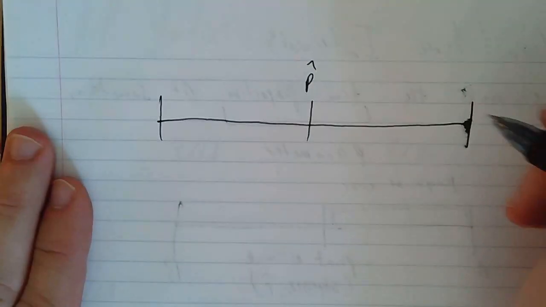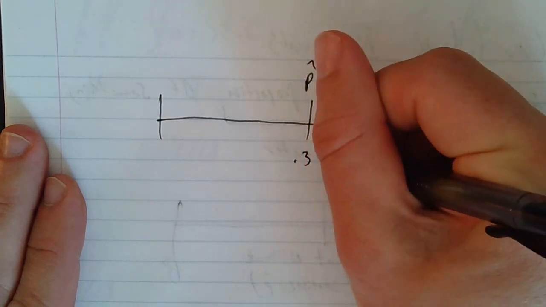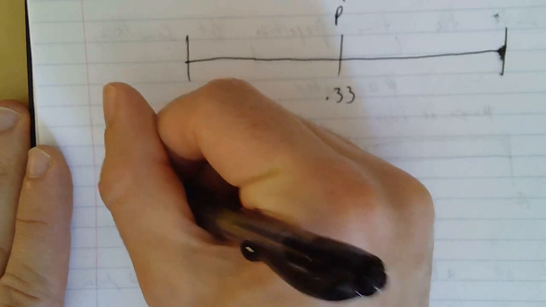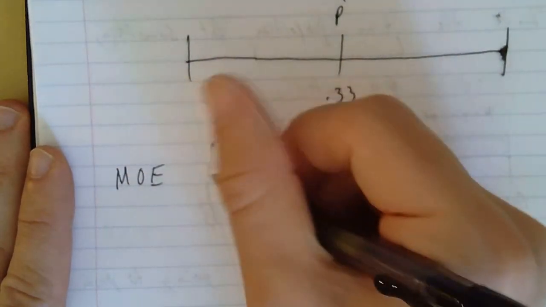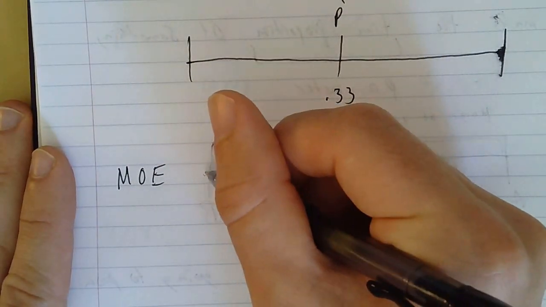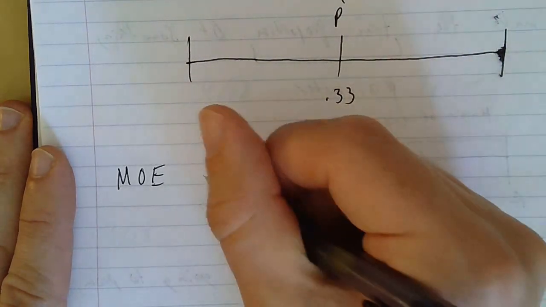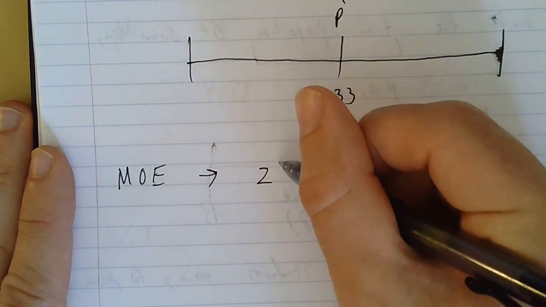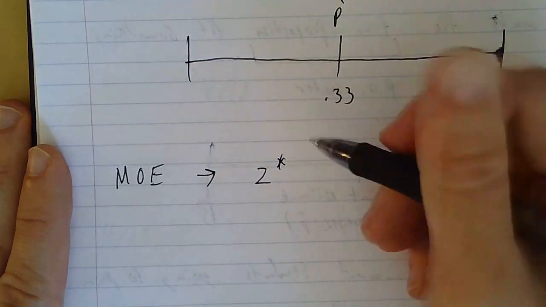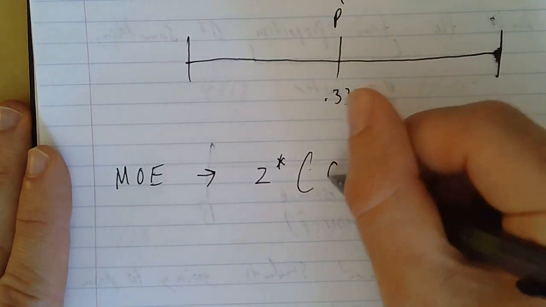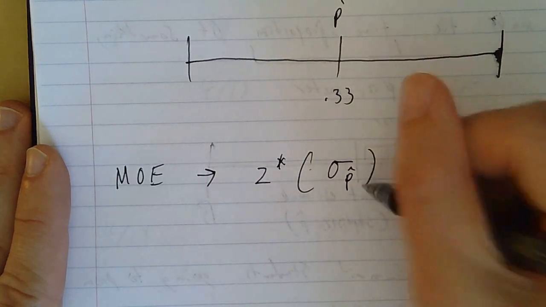Now I can build out my confidence interval a little bit. So remember that my statistic in the middle here, my p-hat, my point estimate was 0.33. Now I need my margin of error. The margin of error is made up of two numbers. It's a z-score multiplied by the standard deviation. Okay, this is margin of error.